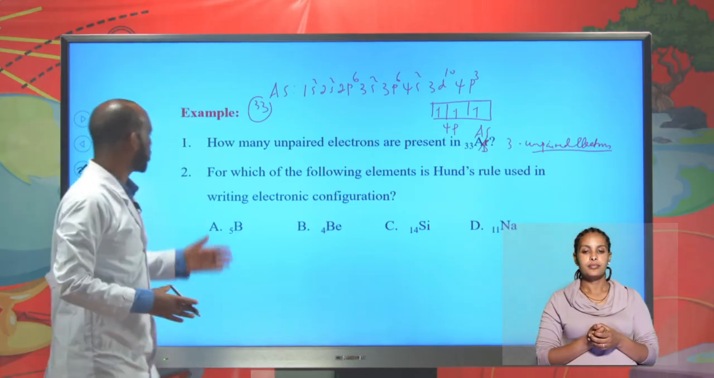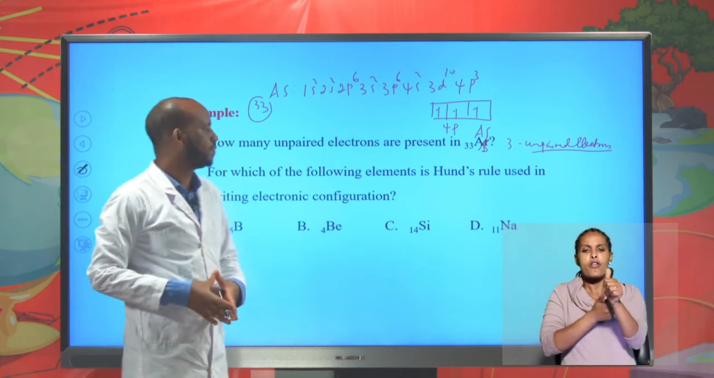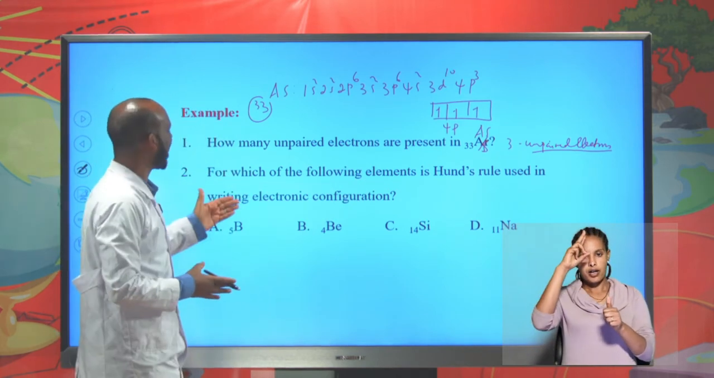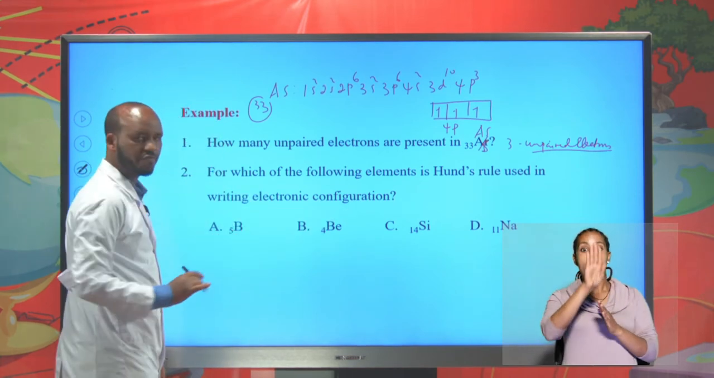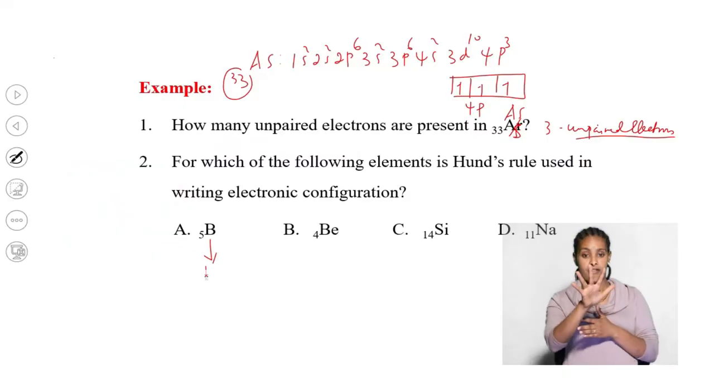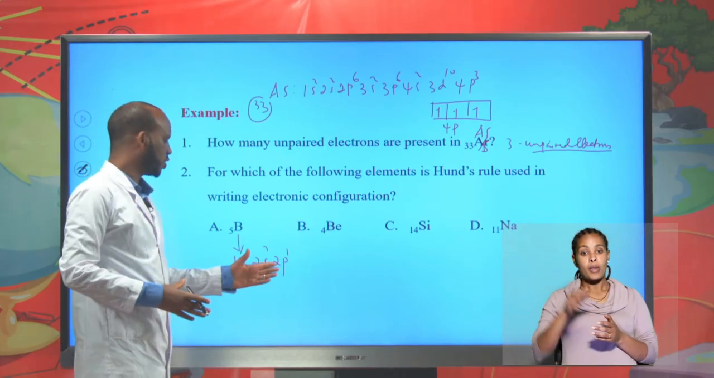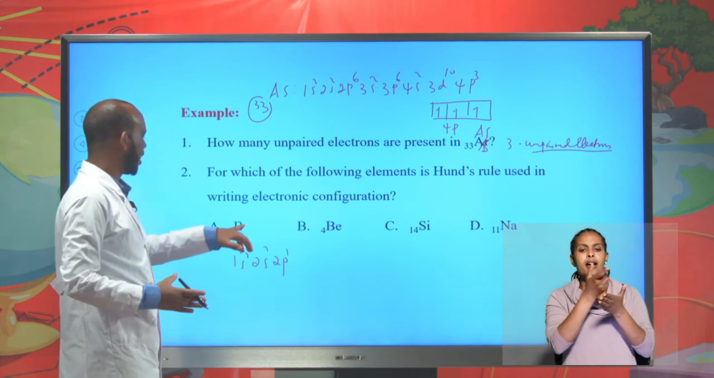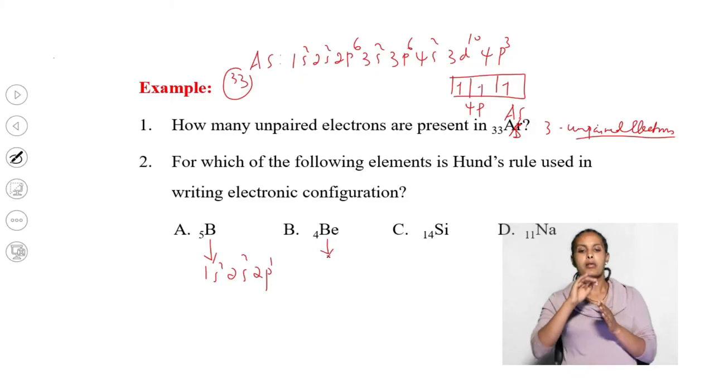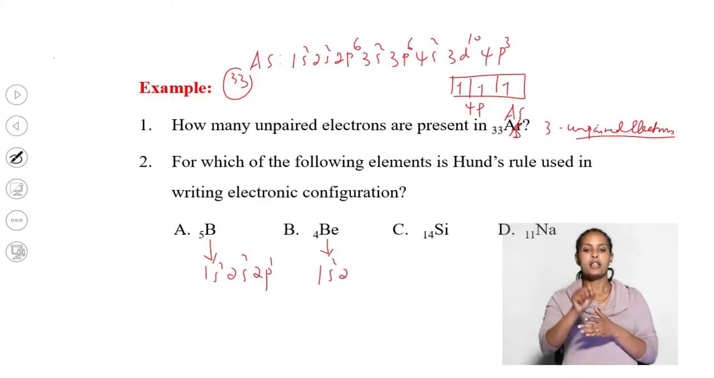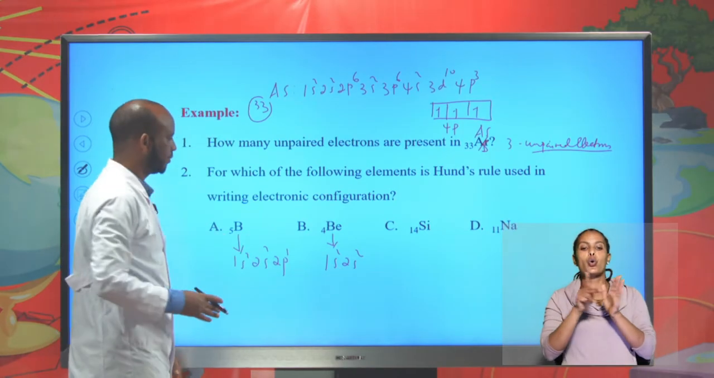Three unpaired electrons. Number two: for which of the following elements is Hund's rule used in writing electronic configurations? A, boron with atomic number 5. Its electronic configuration is 1s2, 2s2, 2p1. Hund's rule is not used in writing the electronic configuration of boron. Beryllium with atomic number 4 has electronic configuration 1s2, 2s2. Hund's rule is not used here.